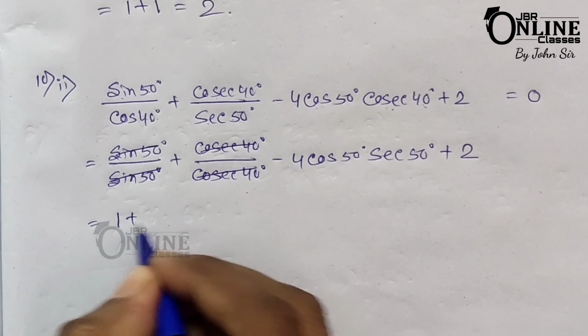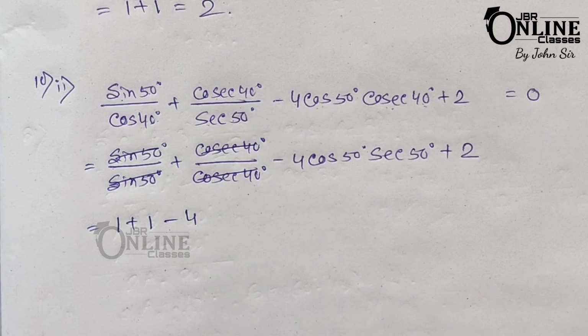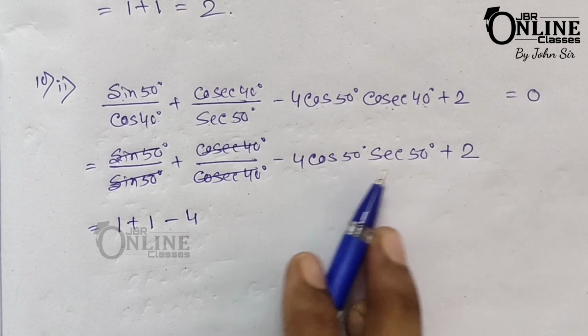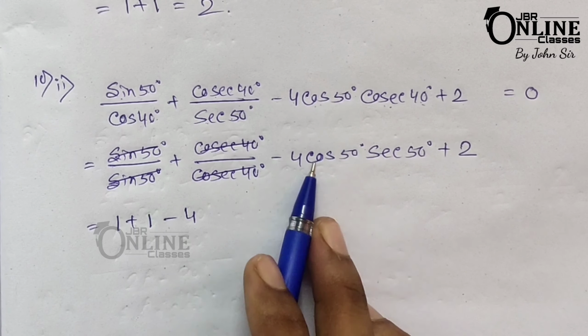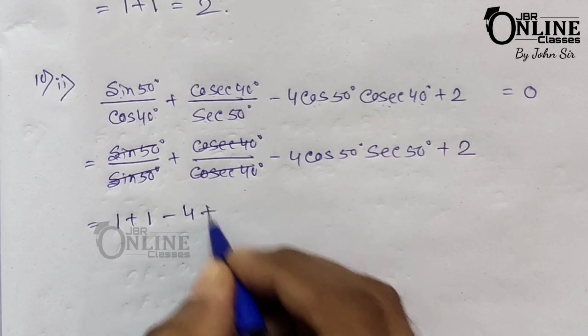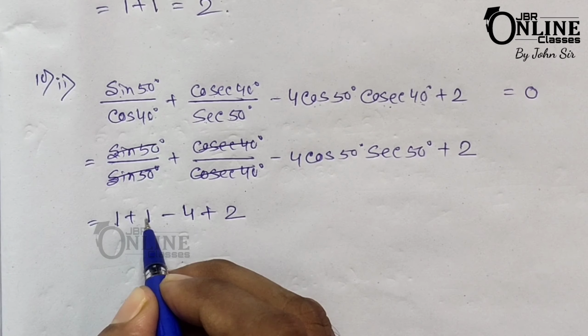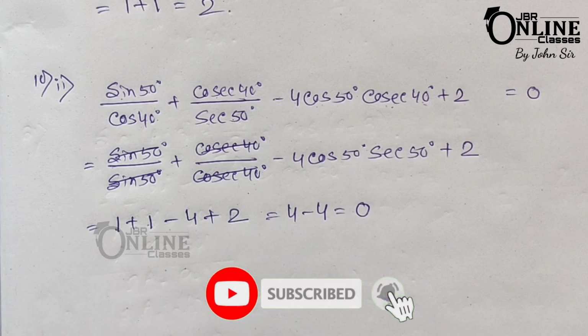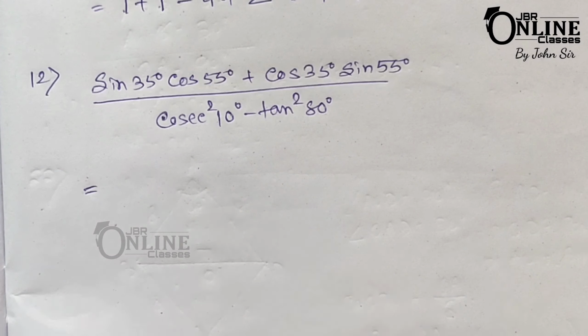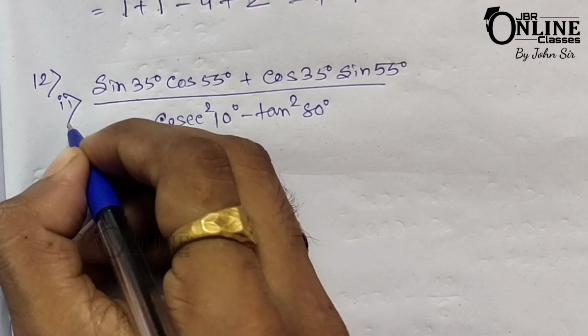So that equals 1 plus 1 minus 4. Now here cos 50 into sec 50. Now sec 50 means 1 by cos, so here cos cancels out, so only minus 4 plus 2. Now 1 plus 1 is 2, plus 2, so that becomes 4 minus 4, and that equals 0. So it's proved. Sum number 12.